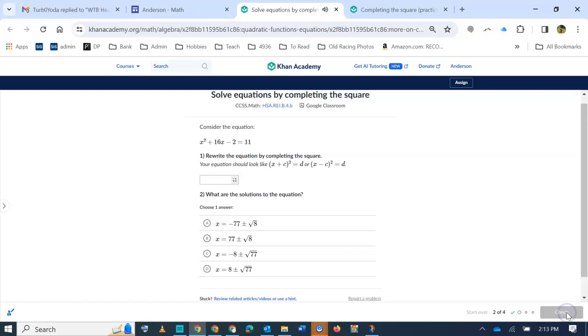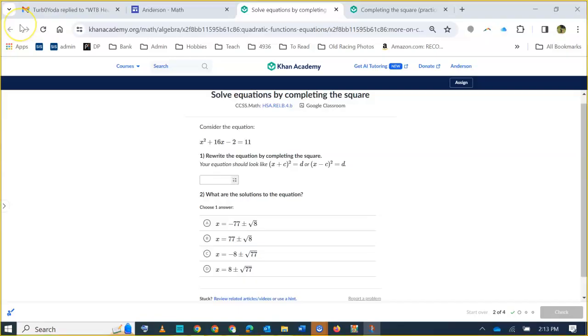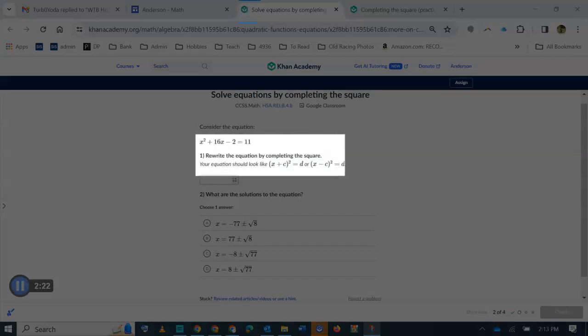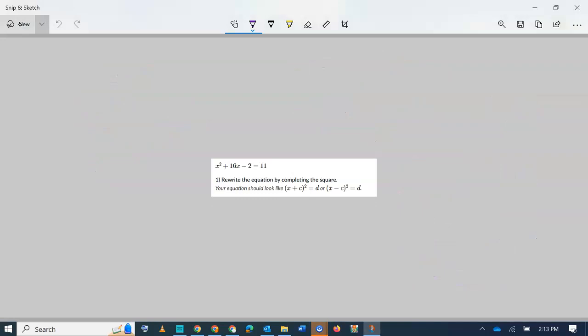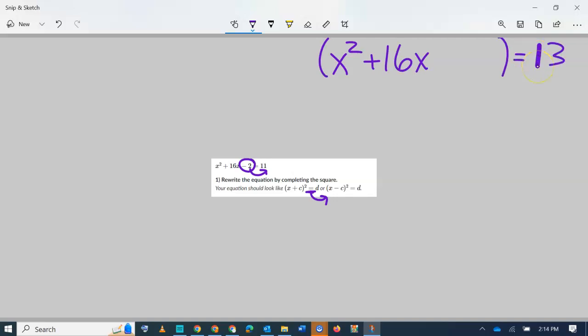All right, do one more. All right, so same setup. Sometimes they want you to have it written differently. So we have a constant on the other side of the equal sign. So I'm gonna move this negative 2 to the other side by adding 2. So x squared plus 16x equals 11 plus 2, which is 13.